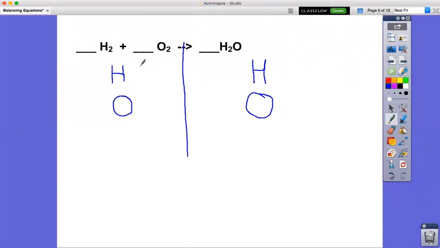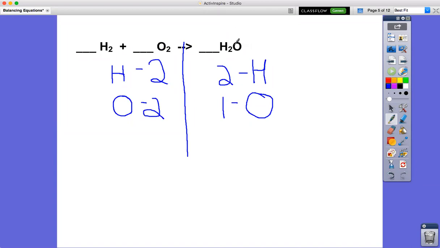Okay, how many hydrogens on the left? Beautiful, good. How many oxygens? Yep, perfect. 2. All right, how many hydrogens on the right? 2, good. And how many oxygens? Right, good. Thank you. I love all of you participating. That is so wonderful. Shows me that you're understanding it. Okay, so the hydrogens are balanced, but look at my oxygens. I have 2 here, but I only have 1 here.